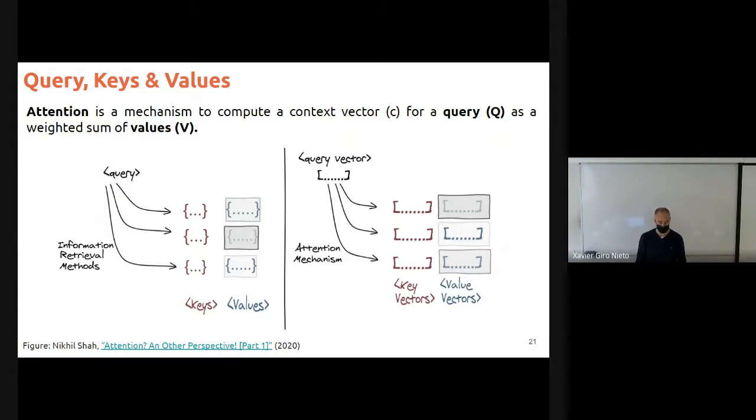Fine. Then what we are going to do in attention mechanisms is define different attention mechanisms, depending on how we compare the queries and the keys. There are going to be different ways to assess this similarity, and that's going to define different attention mechanisms.